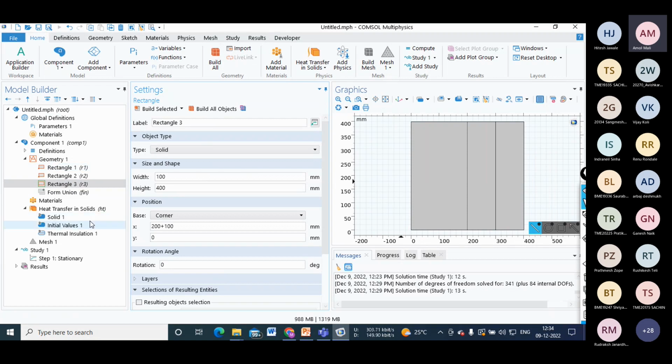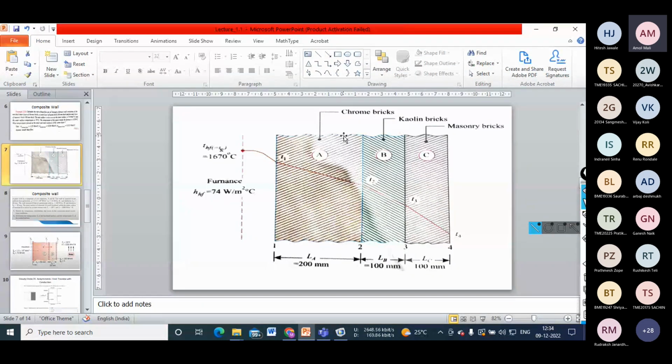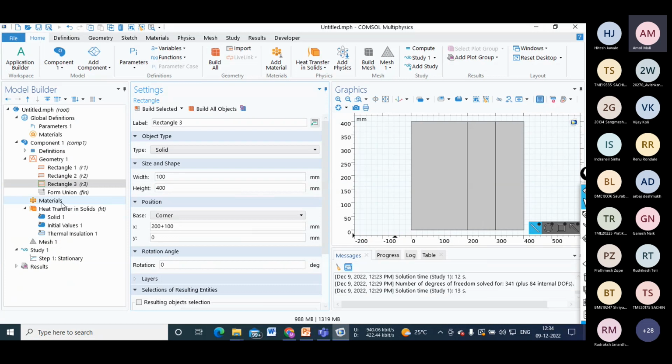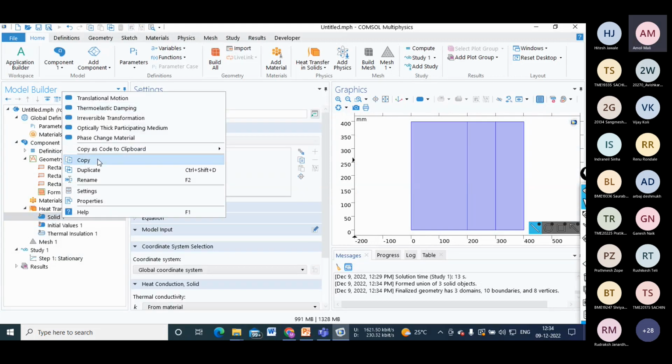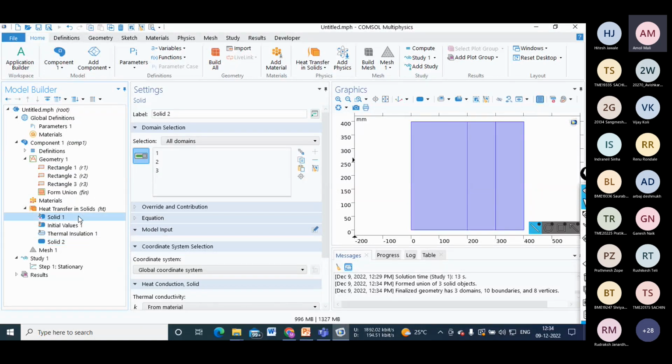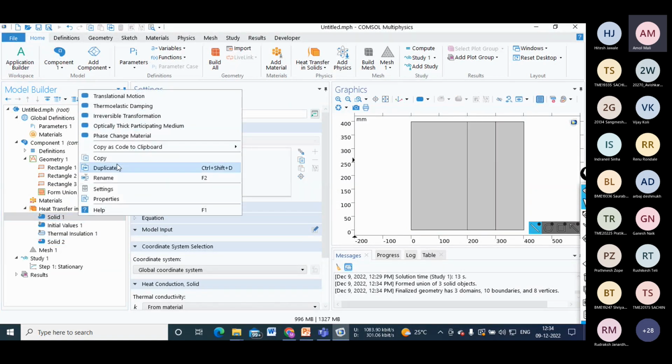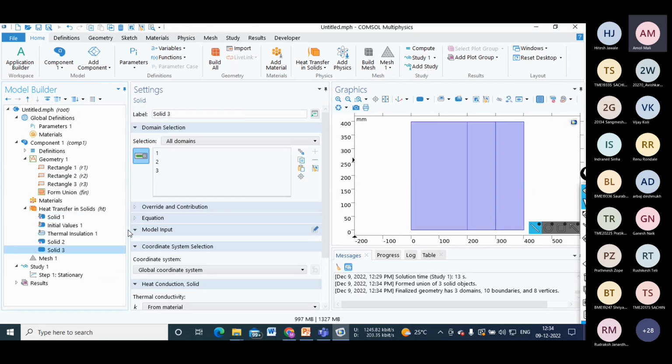Okay, so I will provide the thermal conductivity of each wall. Already the thermal conductivity of each wall is given. So, solid 1. Duplicate and take one more solid. Three materials need three different solids. So solid 3 will be for material 3. For the middle one, solid 2; if you select it, by default it will select solid 1.